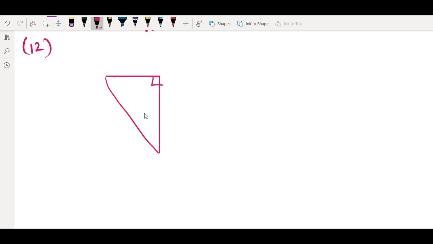The acute angles refer to these ones. These are the acute angles, these other two. Are you hearing what I'm saying? Because if this is 90, these other two must sum up to give 90. So they must be acute angles. They cannot be reflex or obtuse. So read again.